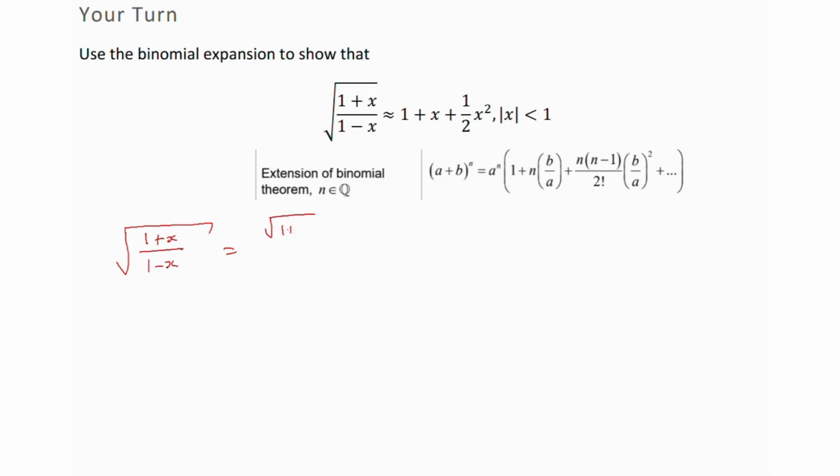We're going to start by rewriting this as the square root of 1 plus x over the square root of 1 minus x, which is (1 plus x) to the half over (1 minus x) to the half, which is (1 plus x) to the half times (1 minus x) to the minus a half. Now that we've got these two, we're going to expand each of them. So I will start with this one.